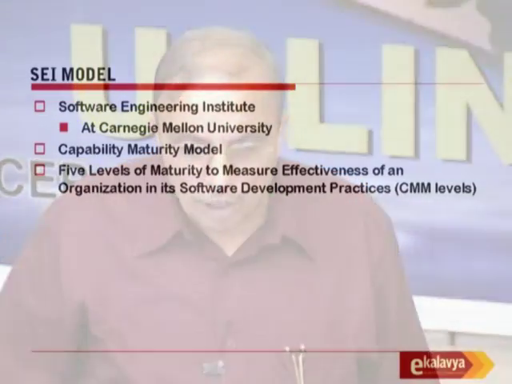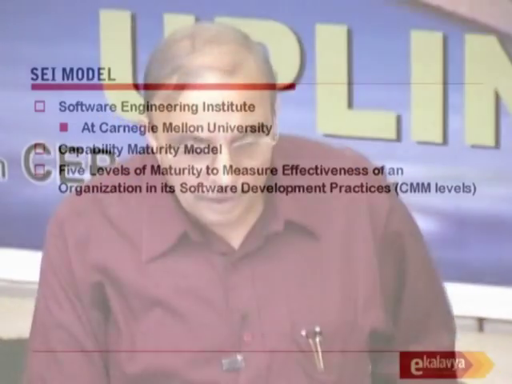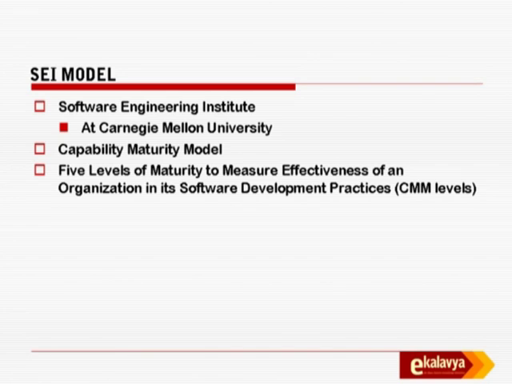This institute many years ago came up with a model called capability maturity model. So what is the maturity of the capability of any group to develop software and deliver software? That is what this thing measures. They have defined 5 levels of maturity to measure effectiveness of any organization in its software development practices. These levels are called CMM levels. So CMM level 1, level 2, level 3, level 4, level 5.